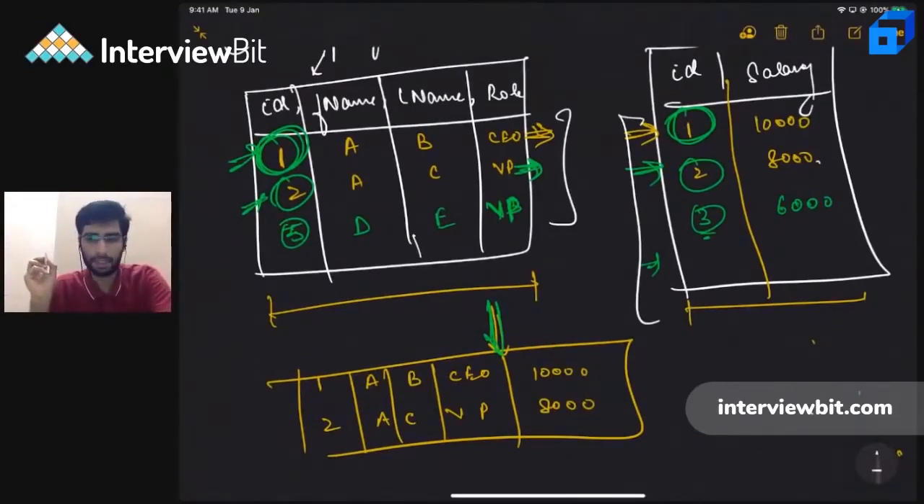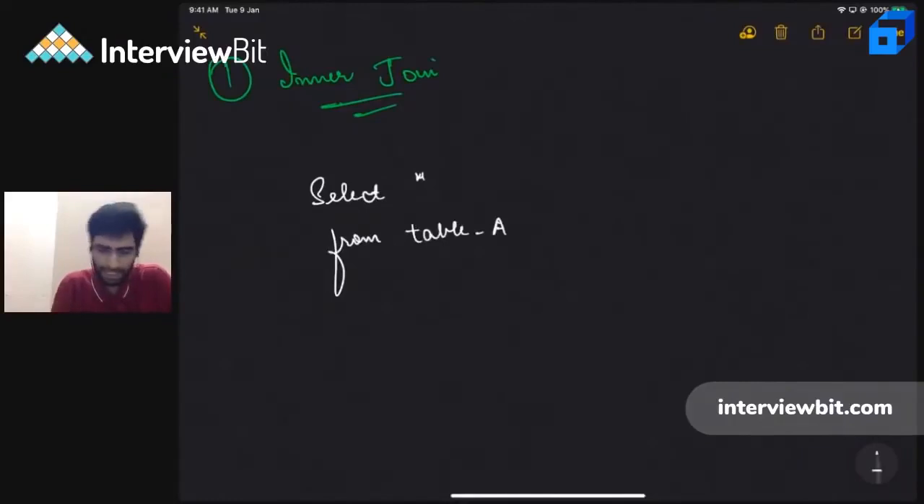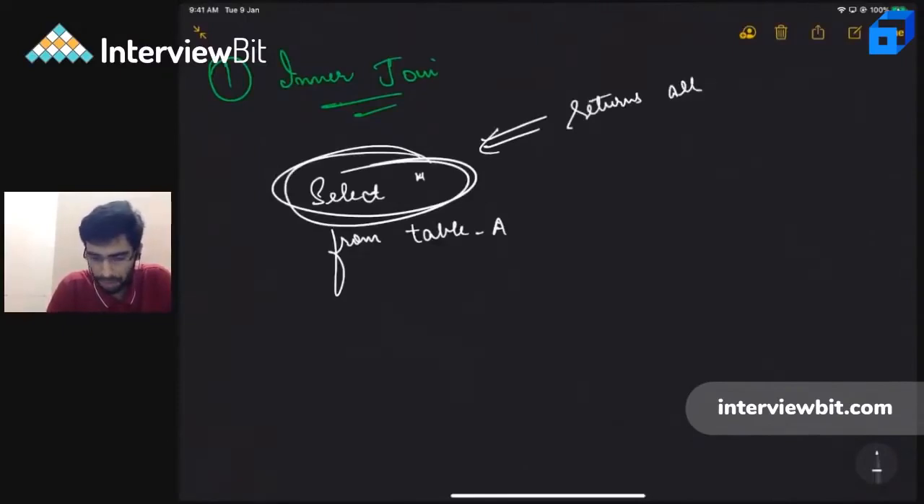Okay, so let us discuss how this inner join is going to work. The normal way you write it is SELECT star FROM the first table. By the way, what is this select star doing? This select star does nothing but return all columns of the table. All columns, okay? Not the rows.